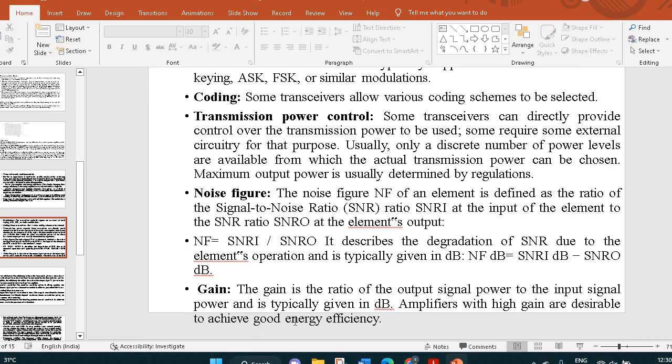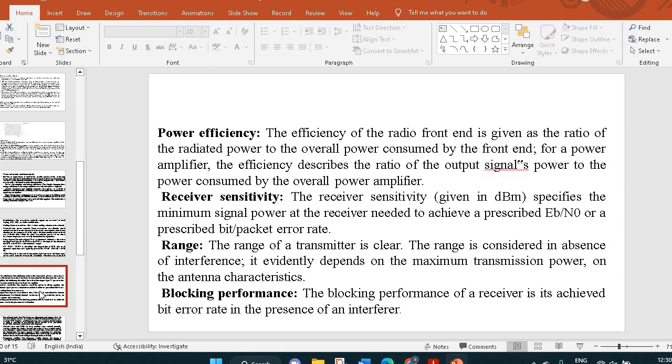Gain. The gain is the ratio of the output signal power to the input signal power and it is typically given in dB. Amplifiers with high gain are desirable to achieve good energy efficiency. Power efficiency. The efficiency of the radio front end is given as the ratio of the radiated power to the overall power consumed by the front end. For the power amplifier, the efficiency describes the ratio of the output signal's power to the power consumed by the overall power amplifier.